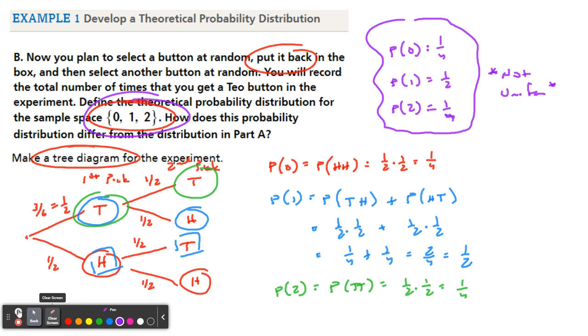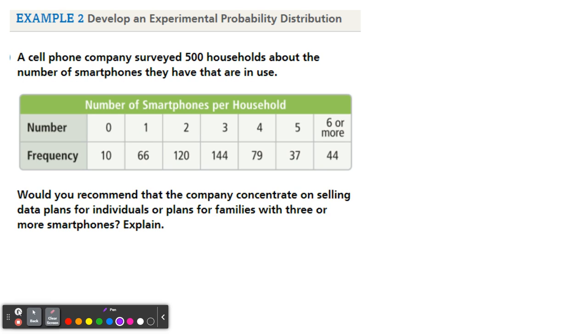Okay, last but not least here on this video, example 2. It says develop an experimental probability distribution. So those are all theoretical, right? Because we didn't actually run trials. Well, now we're going to do experiments. We're going to actually run trials.